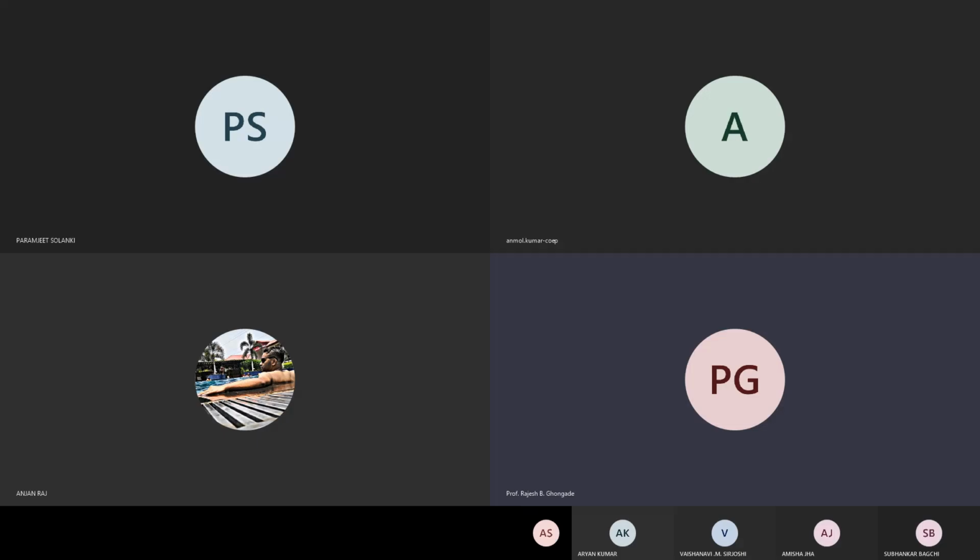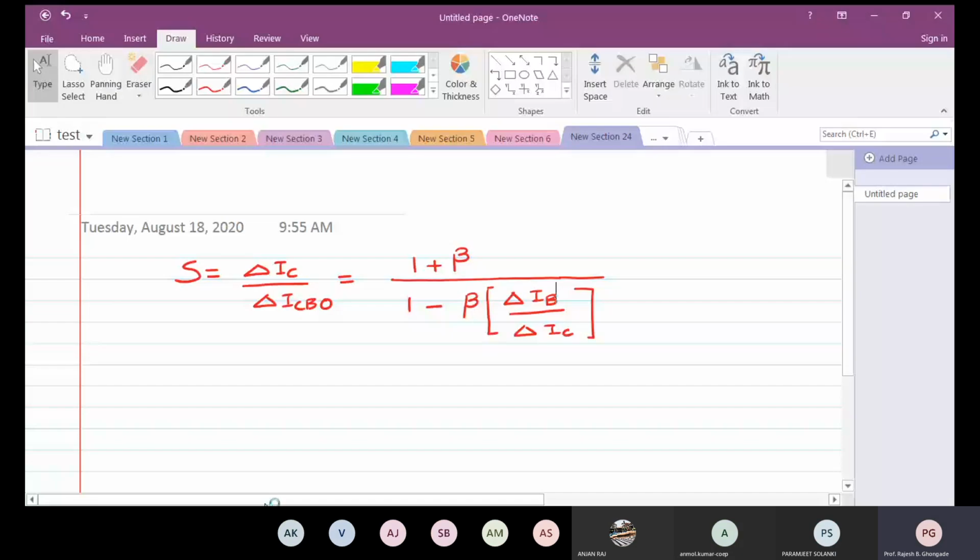Today we have seen the generic expression for S. S is the stability factor. Again, to have a bit of recall, S is nothing but the change in collector current with change in ICBO. And we have found out that it was equal to (1 plus beta) over (1 minus beta times delta IB by delta IC).